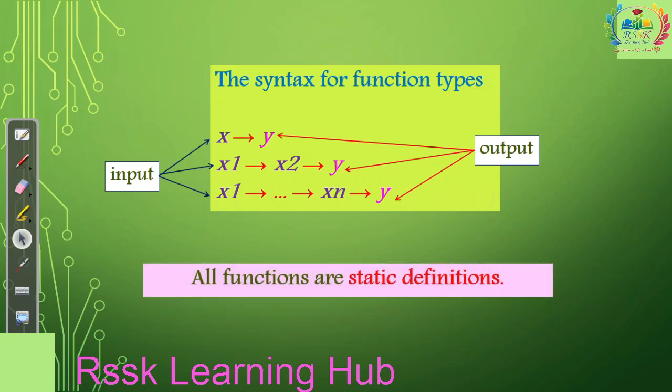So all functions are static functions. How can you say that? All functions are static functions, meaning whatever input you give, it will produce a concrete output based on the input. So the functions are static functions. Dynamic function means it will keep on changing. That is called a dynamic function.